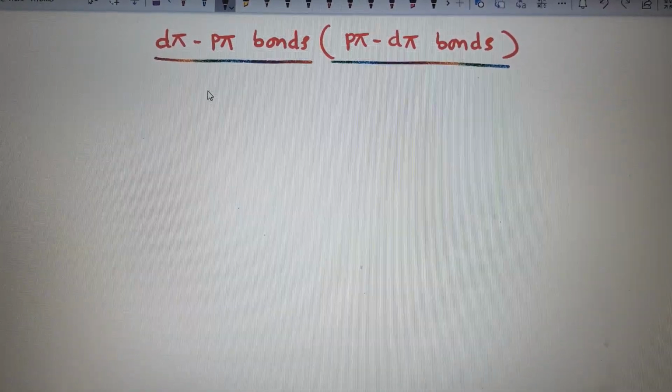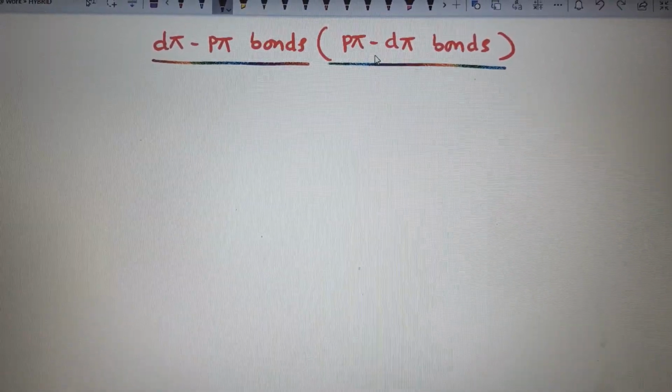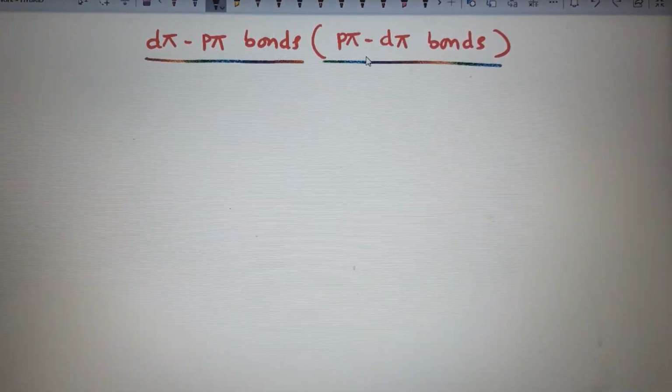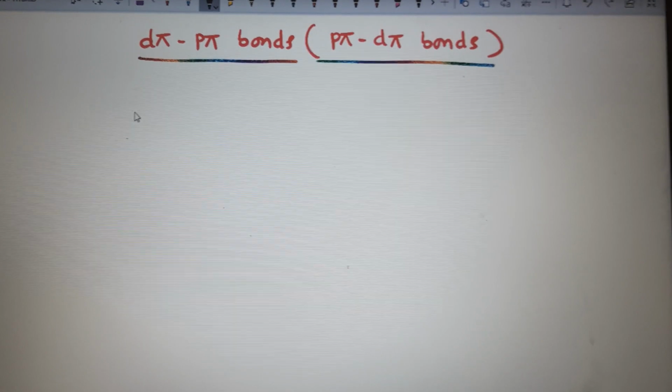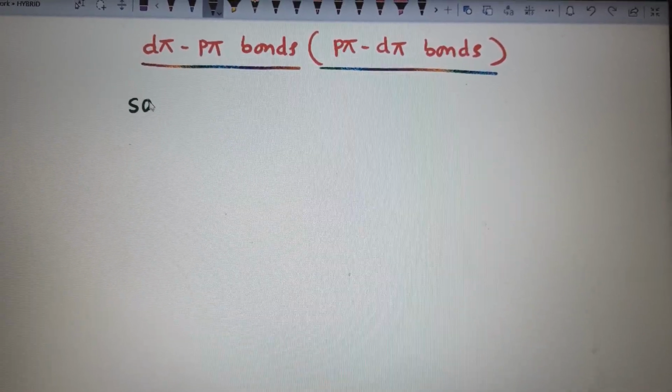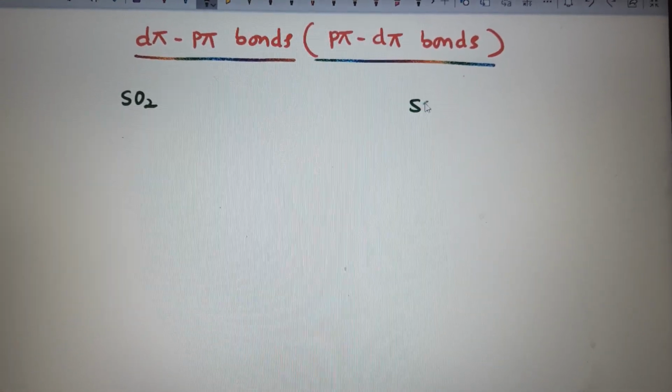dπ-pπ bonds, also called pπ-dπ bonds. How to calculate them? How to identify them? So the SO2 molecule and the SO3 molecule.